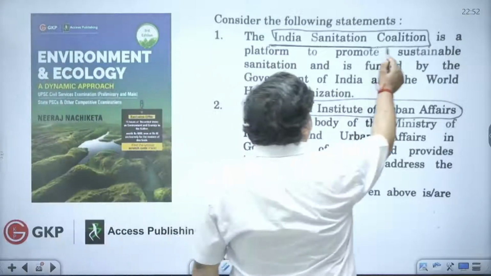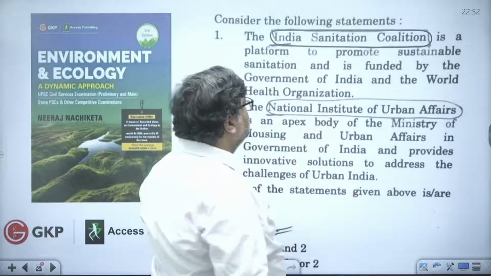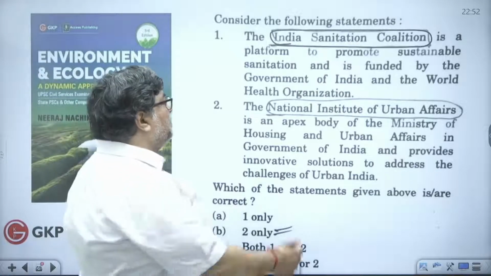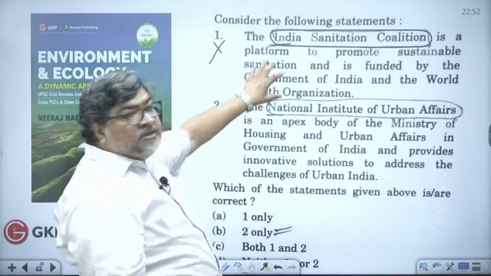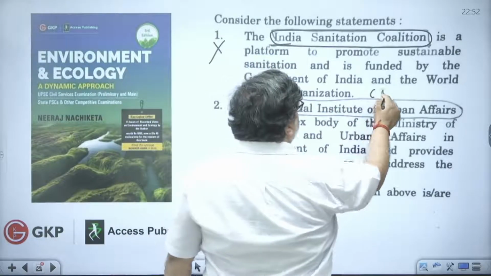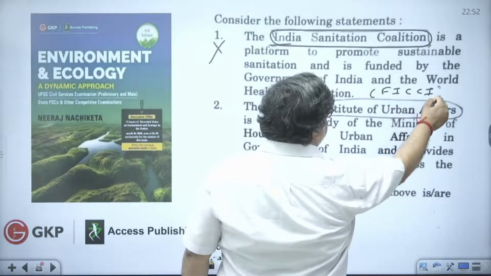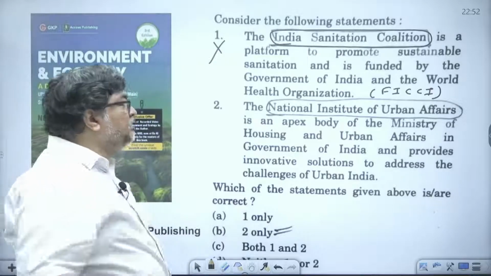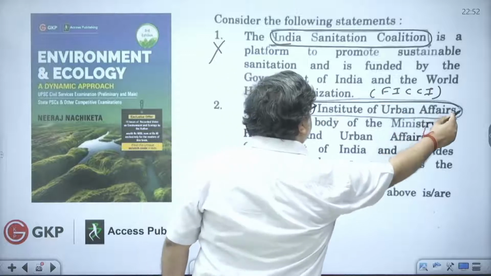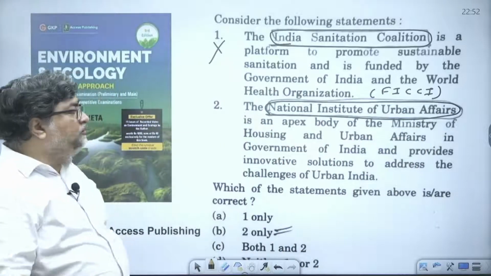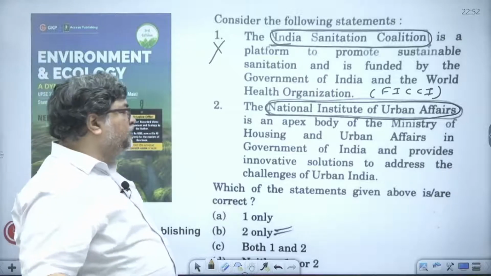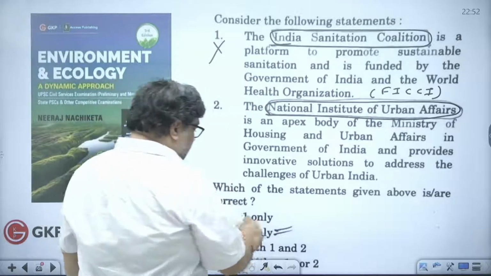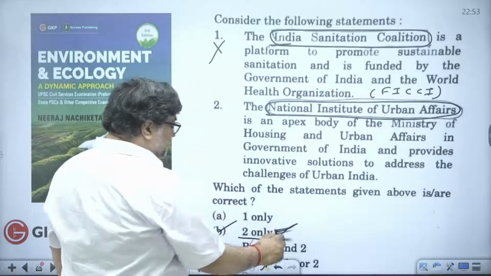Now this is from the current affairs. India Sanitation Coalition is a platform to promote sustainable sanitation and cleanliness, funded by Government of India and World Health Organization. That is wrong. Now this is the coalition which is by FICCI, Federation of Indian Chambers of Commerce, right? That is FICCI. It is the companies that have taken the initiative, not the Government of India. Now National Institute of Urban Affairs is the apex body of the Ministry of Housing and Urban Affairs in Government of India and provides innovative solutions to address challenges of urban area. That is correct. So here A, 1 only, B, 2 only. That is the correct answer.